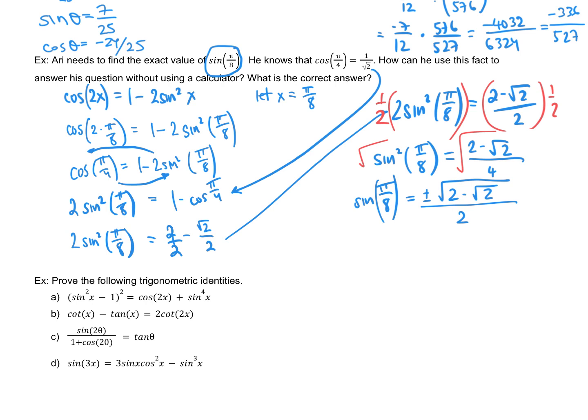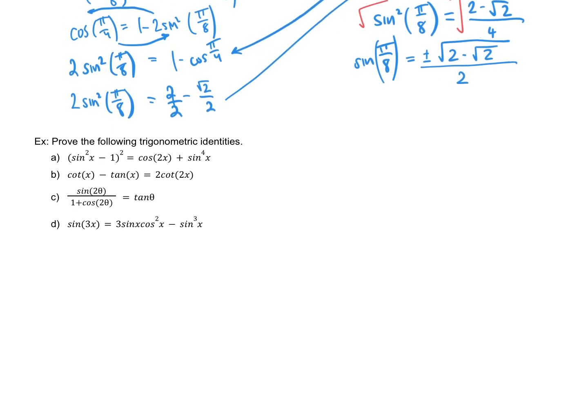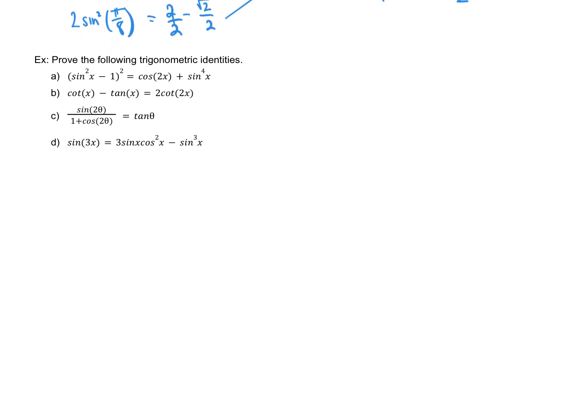But now we have an exact ratio for sine of pi over 8. And without the use of this double angle formula, we wouldn't have had an exact value. Now let's use our double angles for some trig identities.